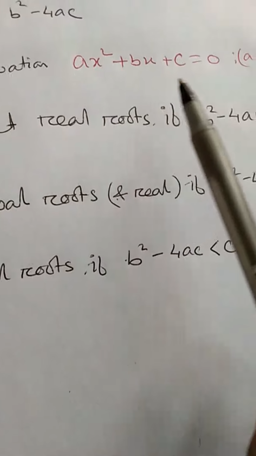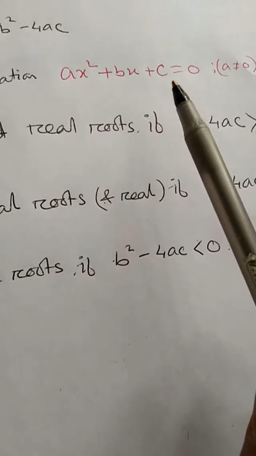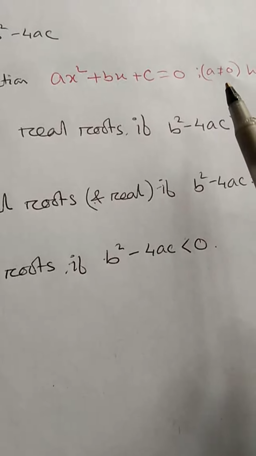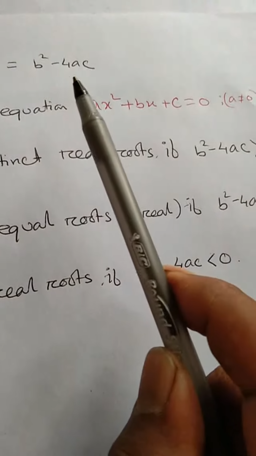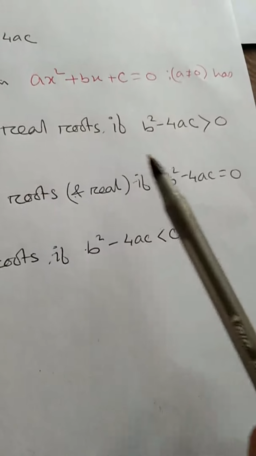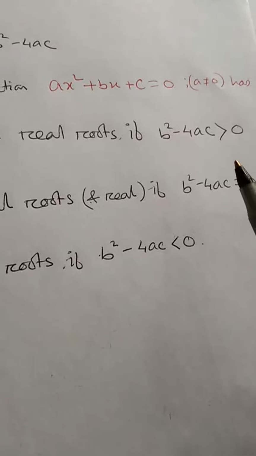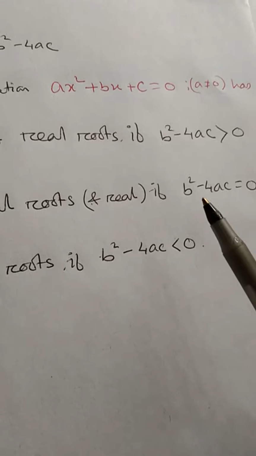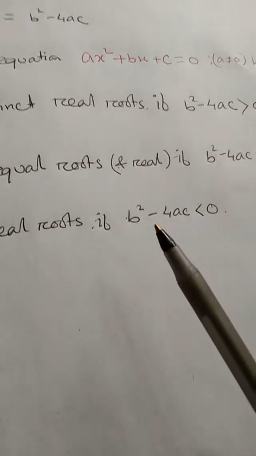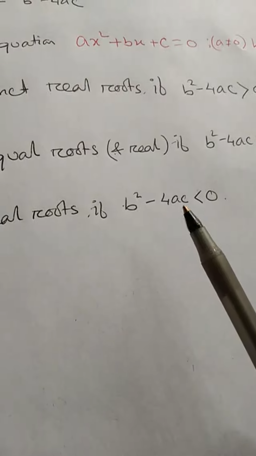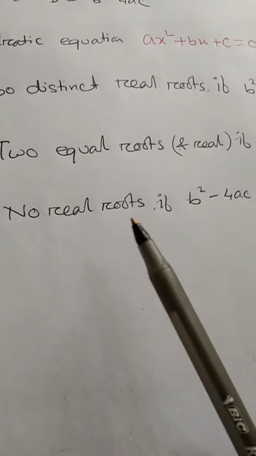So if this is the quadratic equation ax square plus bx plus c equal to 0, where obviously a is not 0, then the value of this discriminant must be greater than or equal to 0. Then only we can get real value of x. Otherwise, we will not get real value of x. So it means when b square minus 4ac is less than 0, then no real roots.